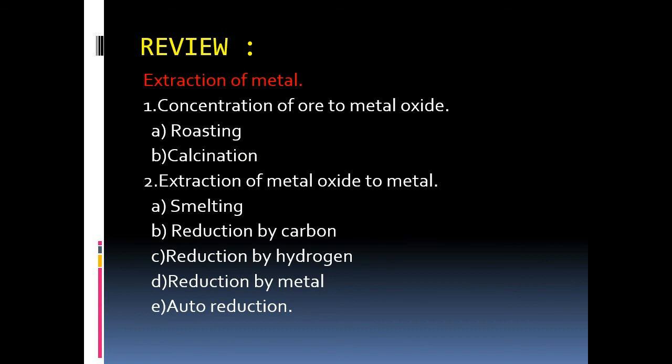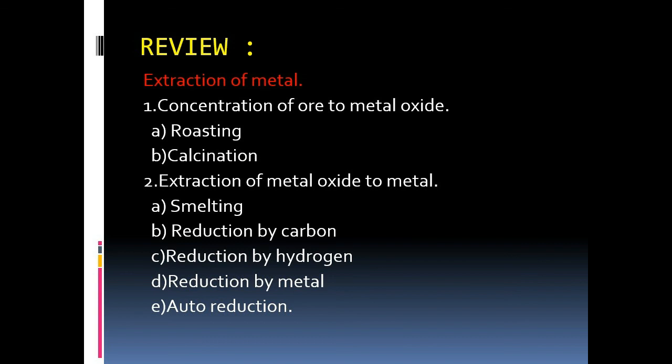Then in the second process, extraction of metal oxide to its metal, with the help of these five processes: smelting, reduction by carbon, reduction by hydrogen, reduction by metal and auto reduction. It is generally a reduction process. In the second step, extraction of metal oxide to metal, we are using the reducing agent. In smelting, we have seen two terms, flux and slag. So in smelting, we have to heat the metal oxide above its melting point. When we heat, it will reduce to its metal. Then the gangue particles combine with the flux and the slag is removed.